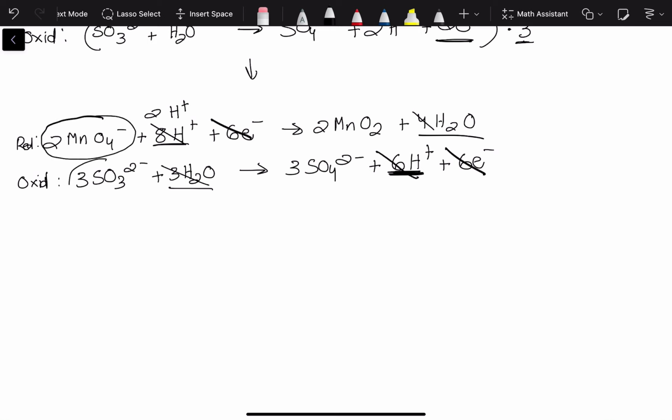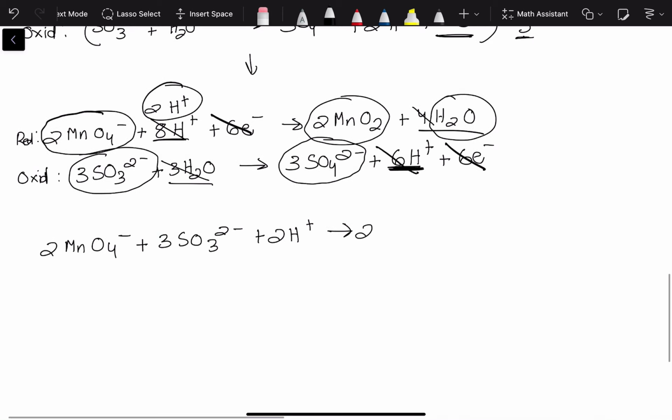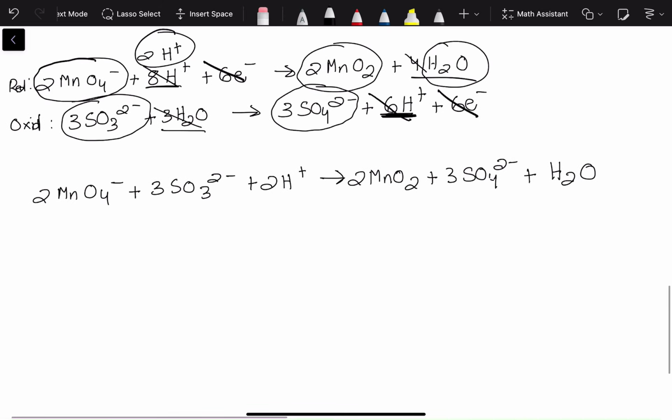So we have 2 MnO4 minus, 3 SO3 2 minus and 2 H plus on the left side. Okay, I'll write this out. And by writing this out, we're combining the oxidation and reduction back together. And we have 2 MnO2 here, 3 SO4 2 minus, and 1 H2O. So it's very important on this part to make sure you don't leave anything out, because everything matters. So I like to just circle it and make sure I have everything written down. 1 H2O.